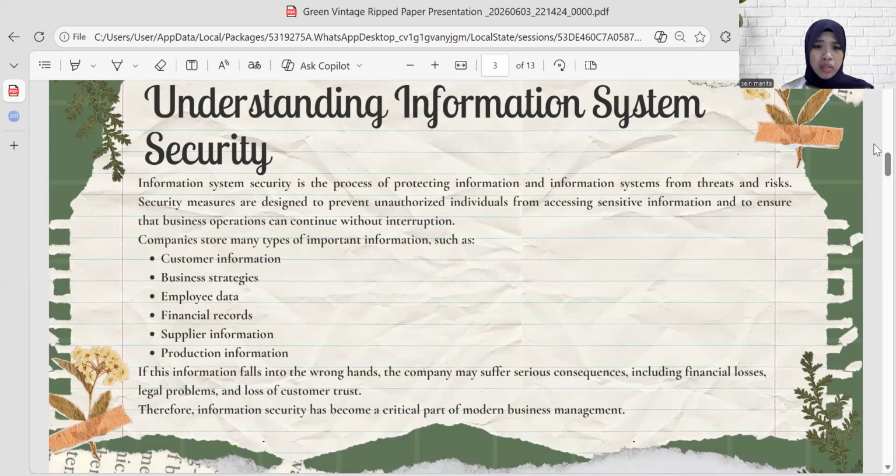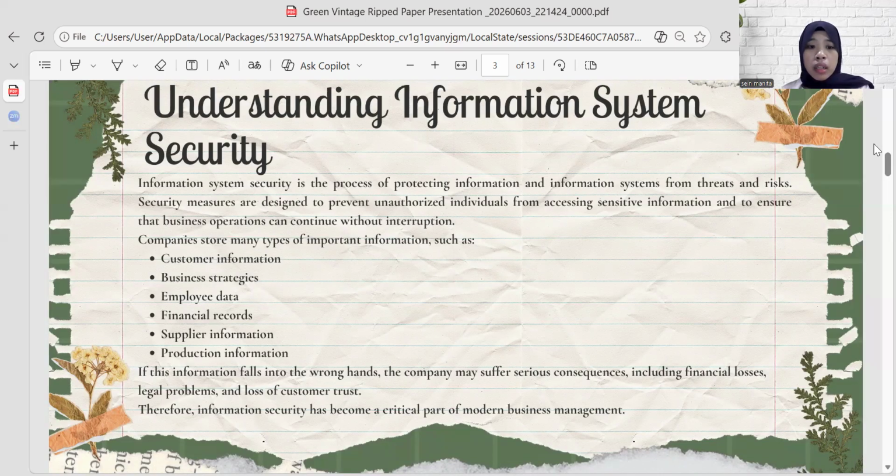The company stores many types of information, and several parts include: first, customer information; second, business strategy; third, employee data; fourth, financial records; fifth, supplier information; and last, production information. So a company can store many types of important information.